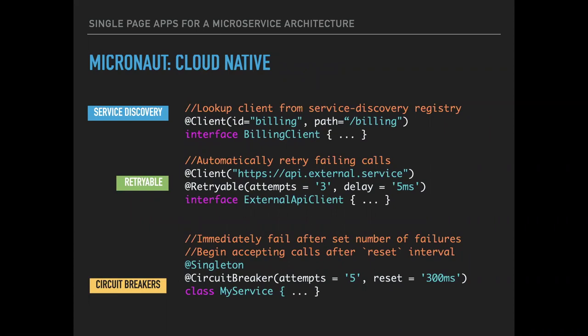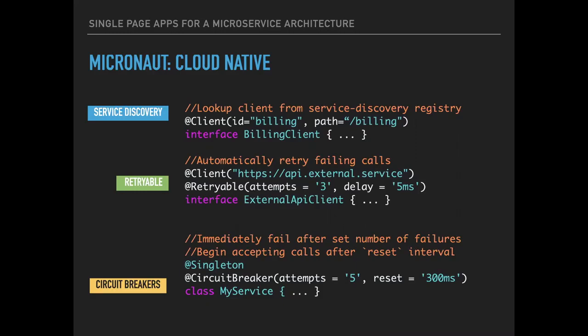And then also, as we mentioned earlier, Micronaut is cloud native by default, and so we have great support for service discovery. So there's an example right there of that @Client annotation again, only this time we're giving it a service ID called billing. We're also passing it a path, which might be a controller within that service or some other endpoint that's defined in that service.